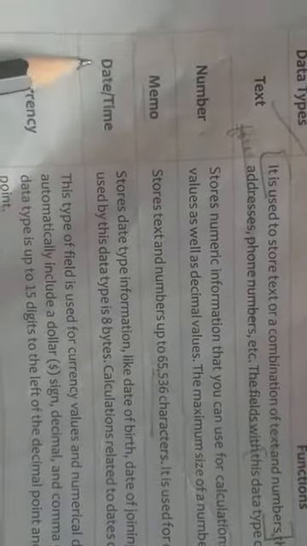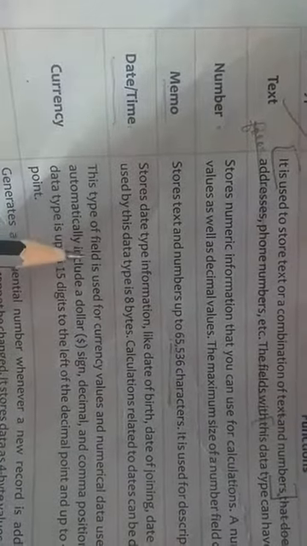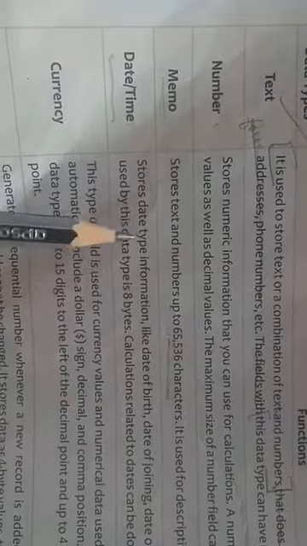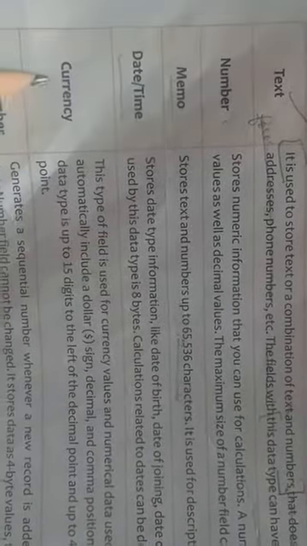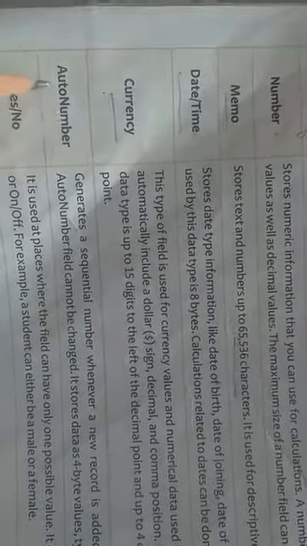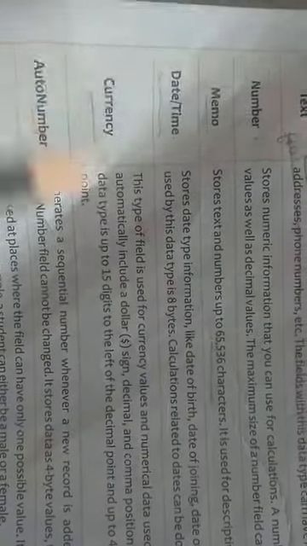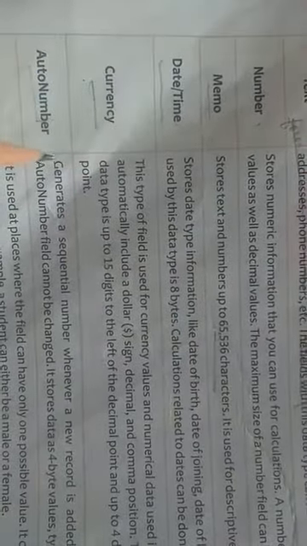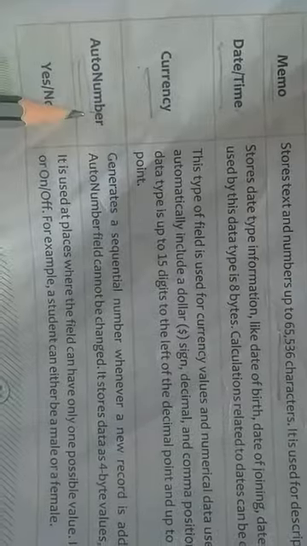Next one we have, if we want to provide date and time, then we have to choose date and time data type. Same like if we want to provide information like pound or dollar sign, then we can use currency data type. After that we have auto number. If we want to give numbers automatically, then we will use auto number. Yes, no for on and off conditions.